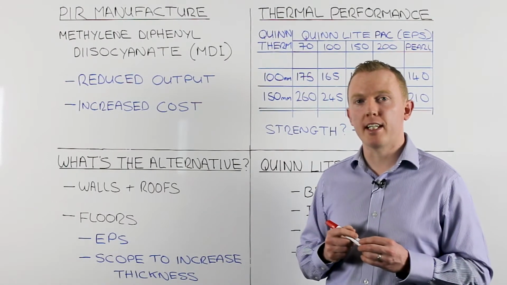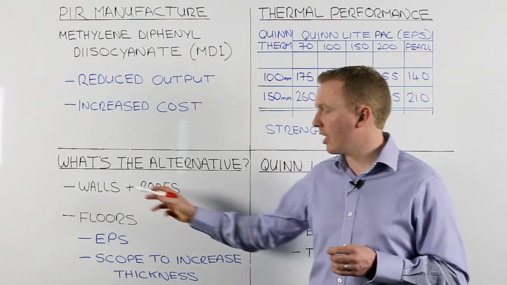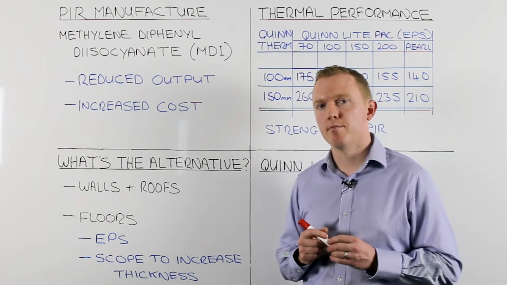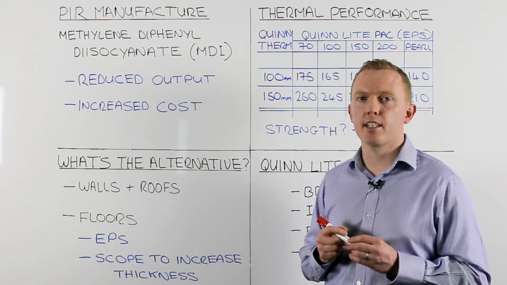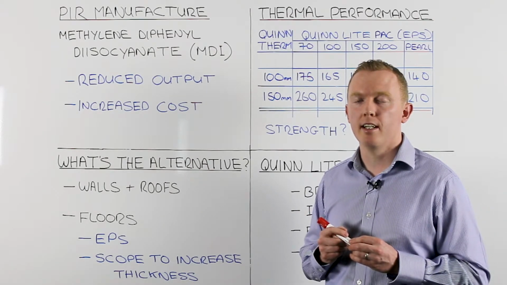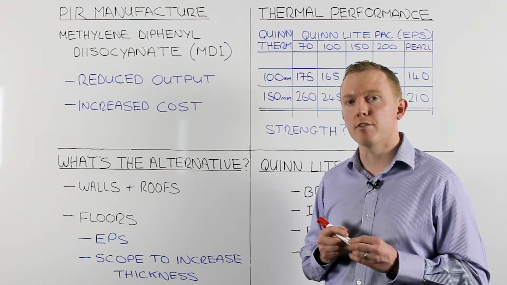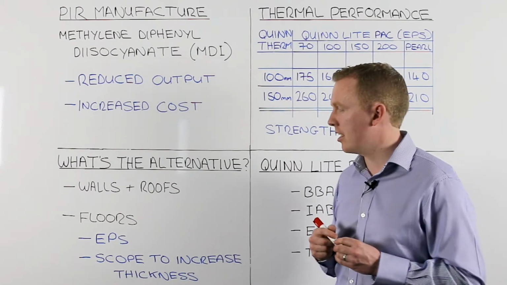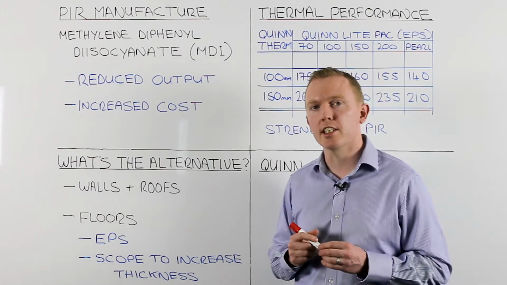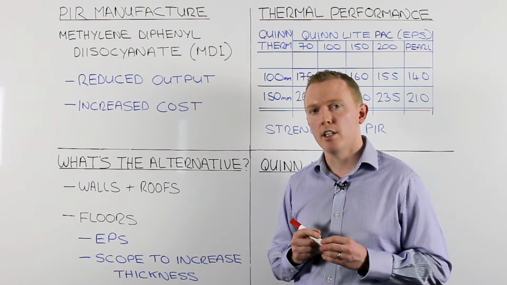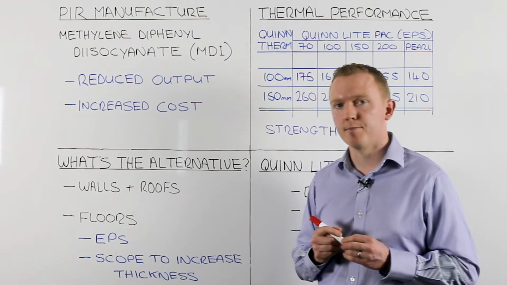So what's the alternative to PIR? If we look at cavity walls and roofs, increasing the thickness of the insulation can often be problematic and can increase your build costs even further. For this reason, we still recommend that PIR insulation is the most cost-effective solution for these applications.